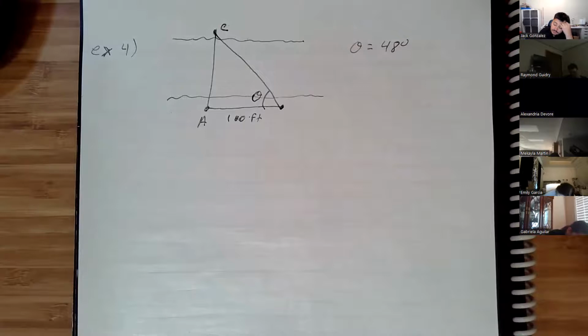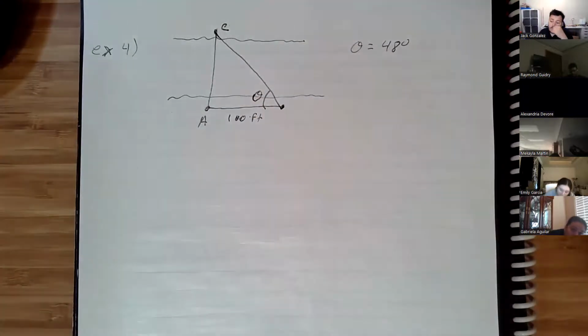So I need you to think about this. What trig function would you use to figure out this missing side? Because that's something you need to decide on your own on exams and homeworks. What do you guys think?